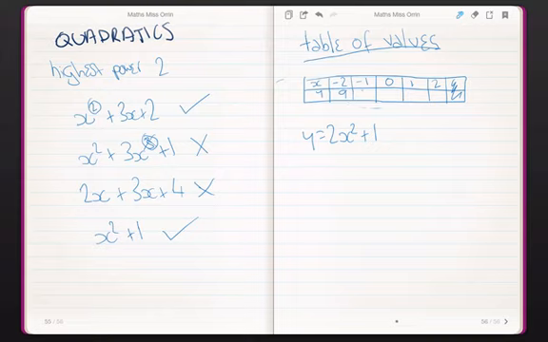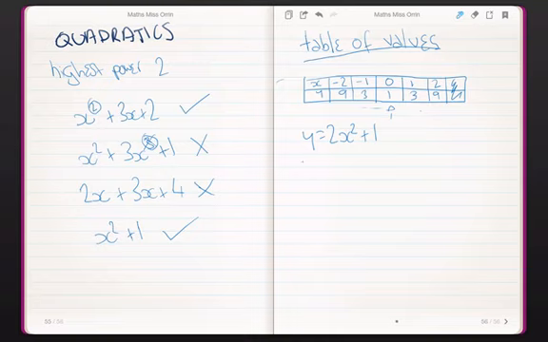Alright, makes sense? So -1 squared is just 1, because -1 times -1 is just +1. 2 times 1 is 2, plus 1 is 3. Now we've got 0. 0 squared is 0, 2 times 0 is 0, plus 1 is 1. Now we've got 1. 1 squared is 1, 2 times 1 is 2, plus 1 is 3. Now you can see a pattern emerging. Look at these two, they're the same. And if we use 2, 2 squared is 4, times 2 is 8, plus 1 is 9. This is the middle, and then these numbers are exactly the same.